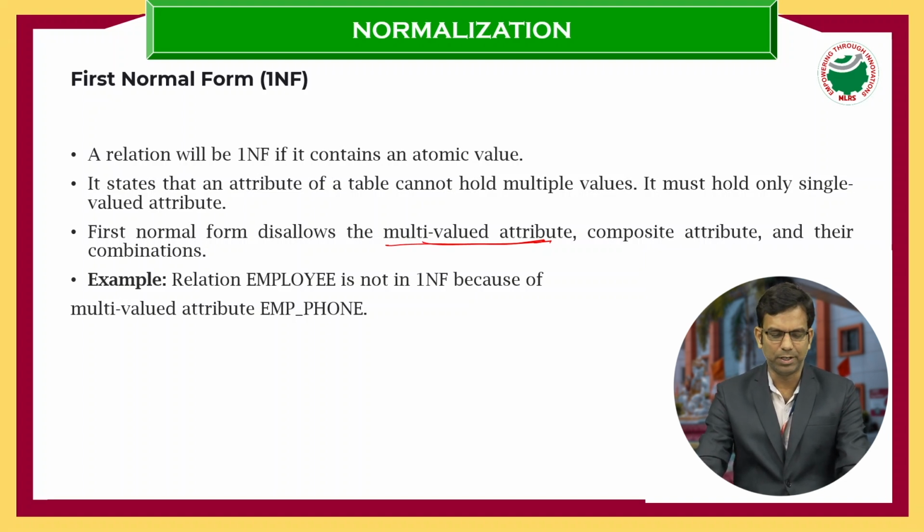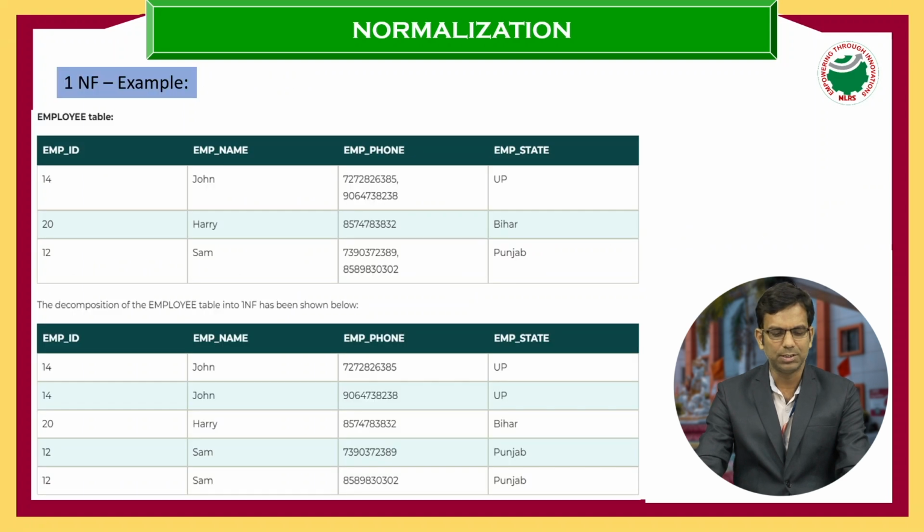The employee table is not in 1NF because of multiple values. If you see the example, the employee table has employee ID, employee name, phone number, and employee state. Employee ID is 14, employee name is John, and then the employee phone number. Usually an employee has two numbers. And next, employee state. So the decomposition of the table is performed here in the first normal form. That decomposition of the table is removed in the second table.